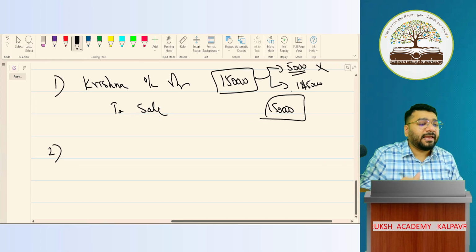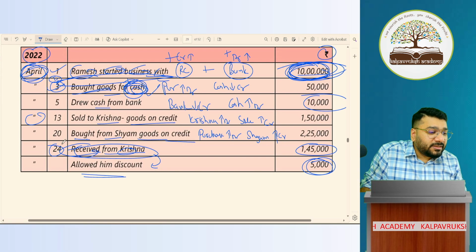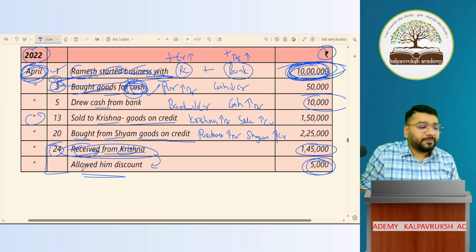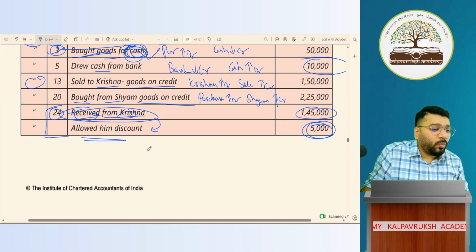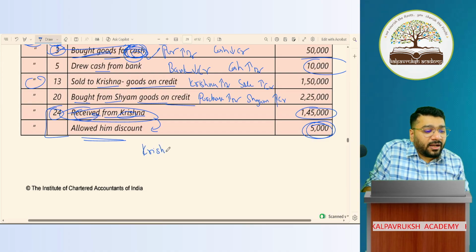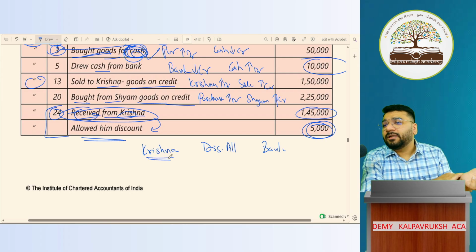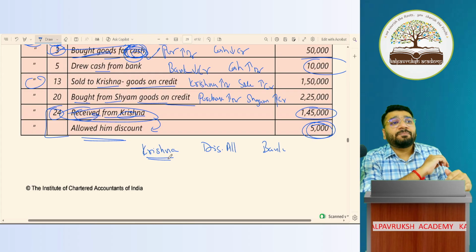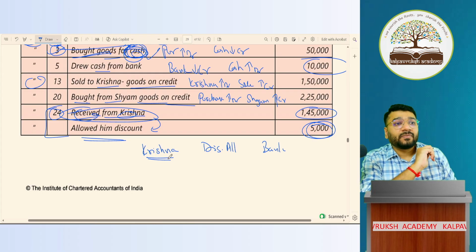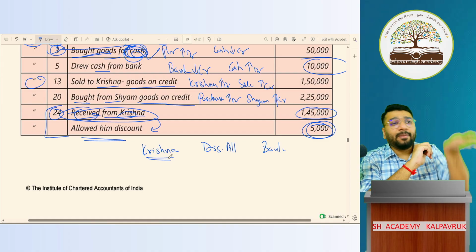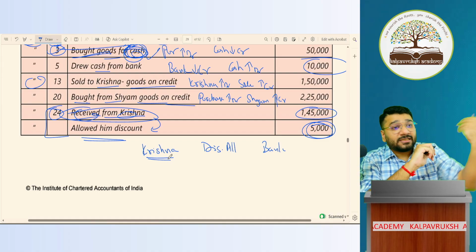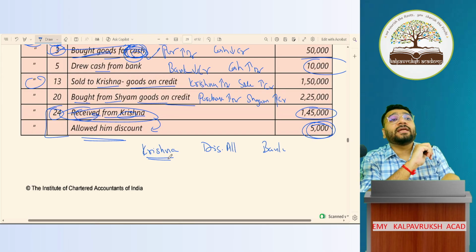Now listen to me very carefully. In this transaction, how many accounts are affected? Three accounts are affected. One is Krishna account, second is discount allowed account, third is bank account. Krishna is my customer, technically called a debtor, which means asset. From this person I have to receive money in future. Until I receive, his balance will keep on increasing. But today he has paid the money, so will the balance increase or decrease?